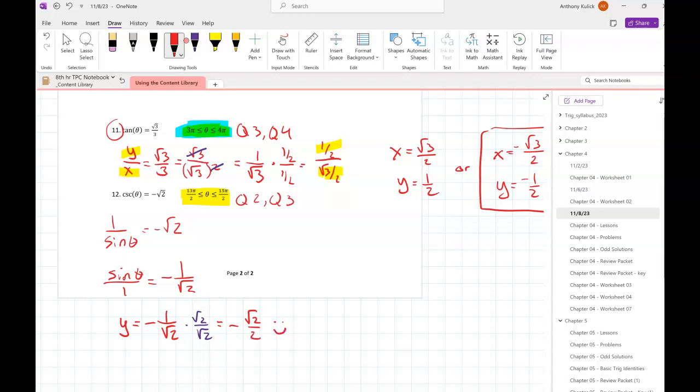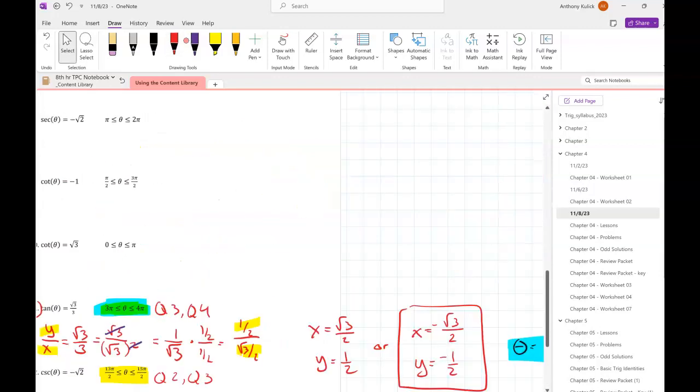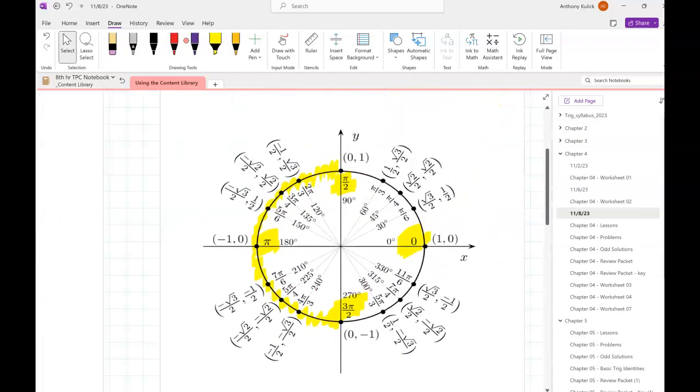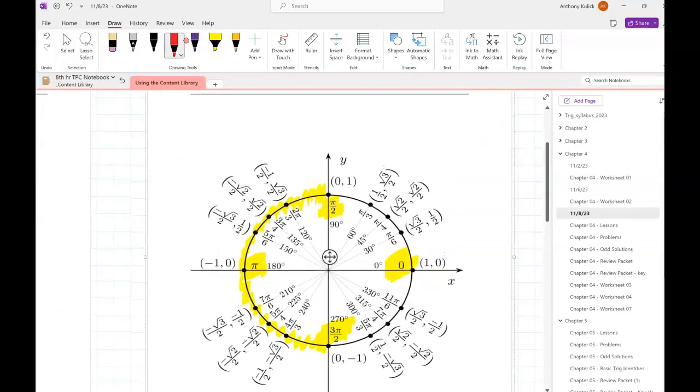And that I recognize, that is a unit circle coordinate, right? So I'm going to go to quadrants 2 and 3 and find the place where the y is negative root 2 over 2. So looking at the y's, nope, nope, nope, nope, yes. So 5 pi over 4.